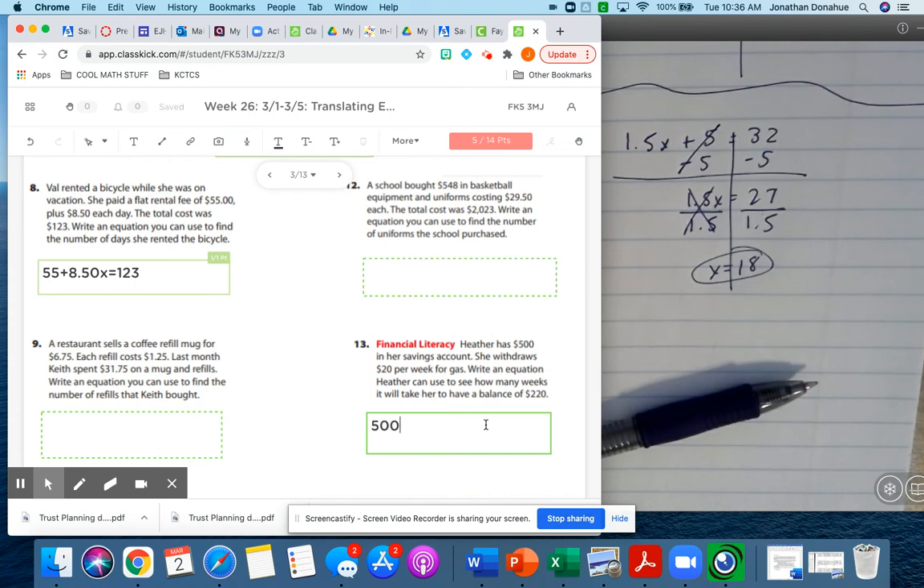And she's taking out money. She's withdrawing it. So we're going to subtract 20 times however many weeks she pulls money out. So we don't know how many weeks that is. So we're going to put X. And then she ends up with a balance of 220.